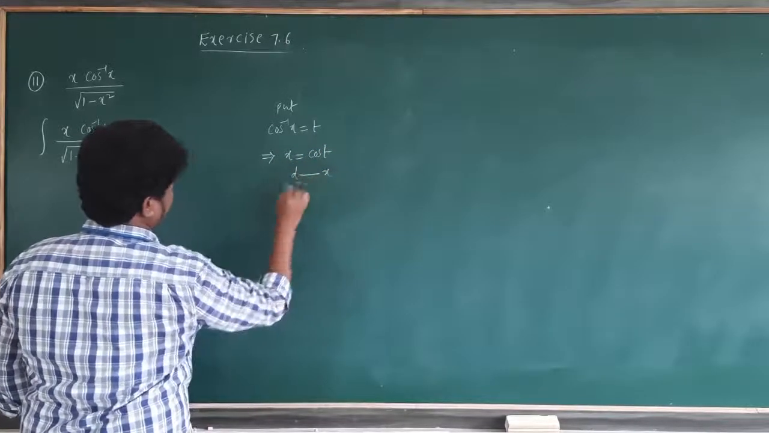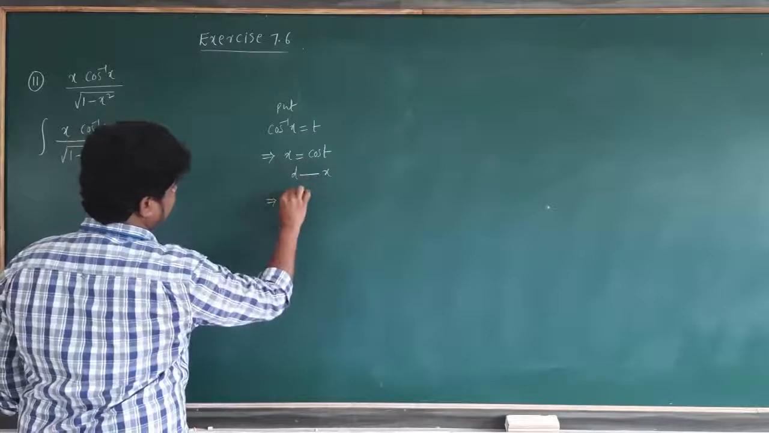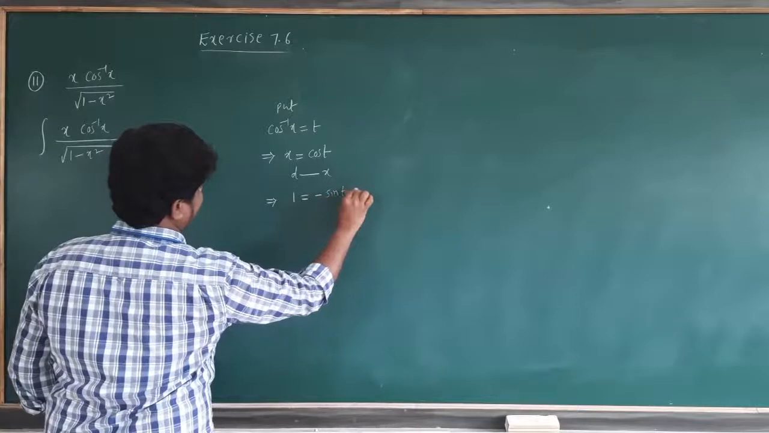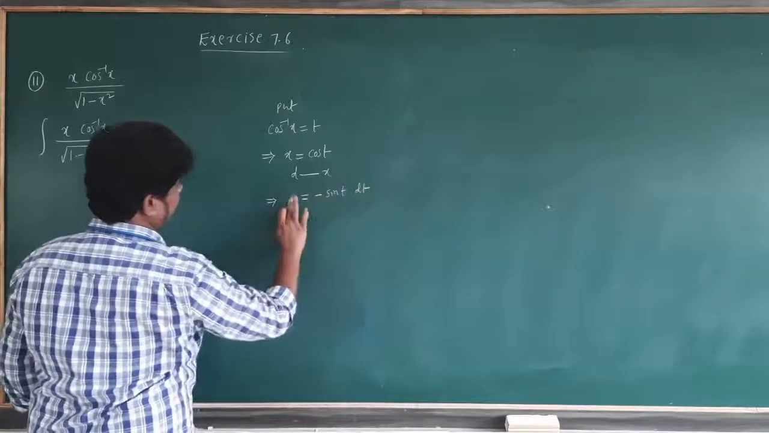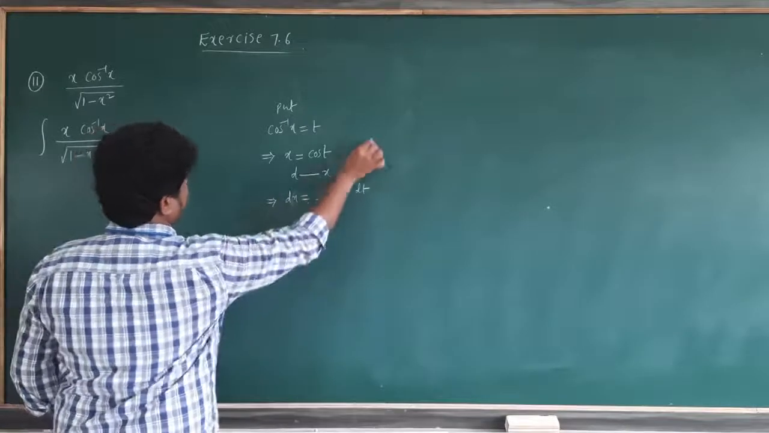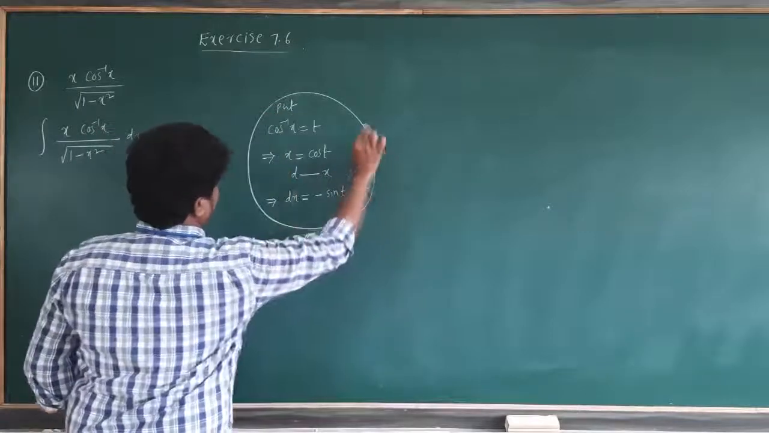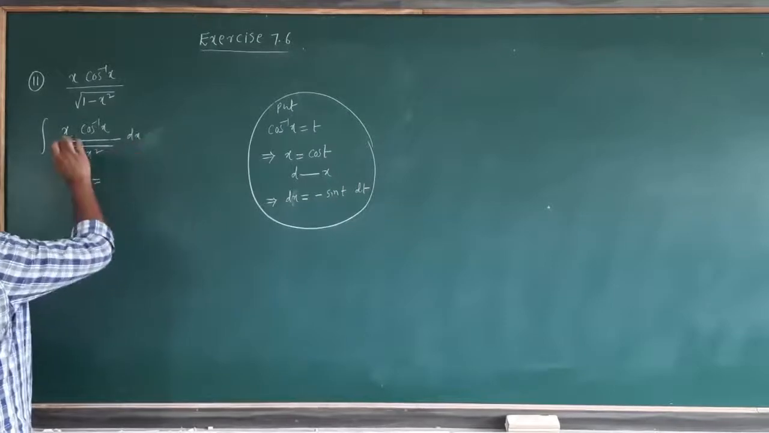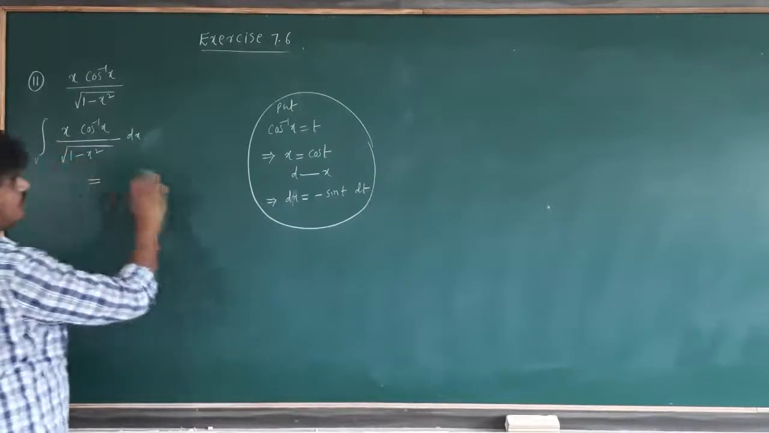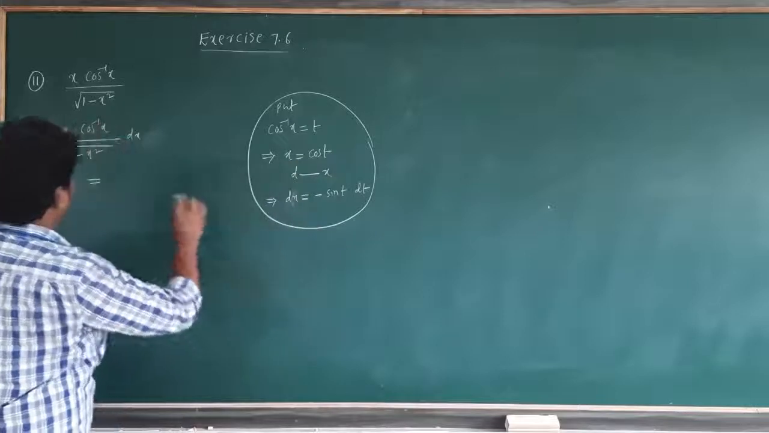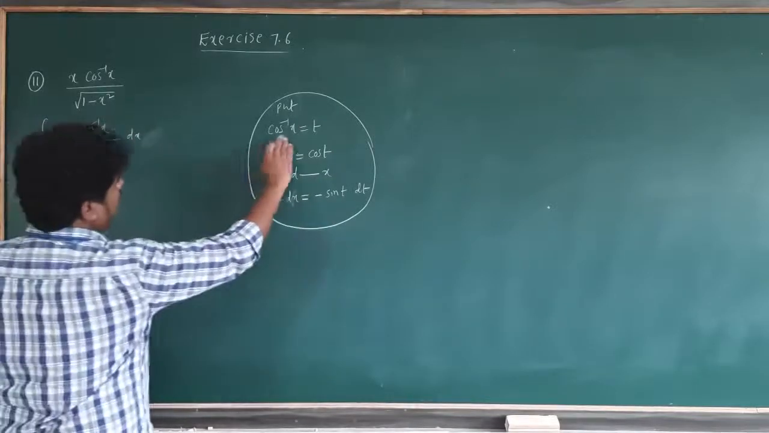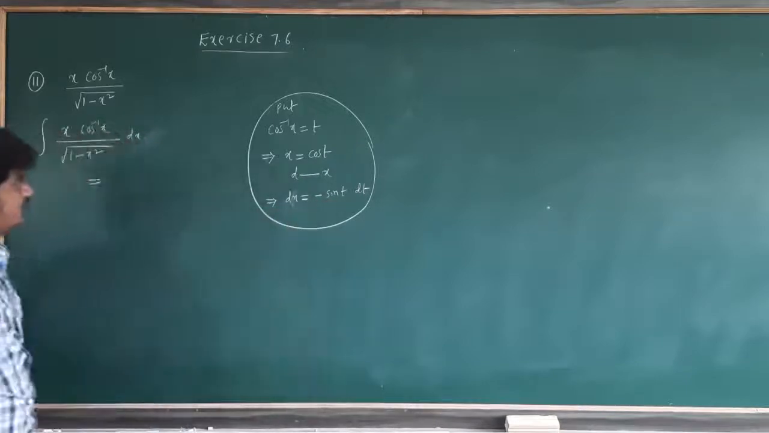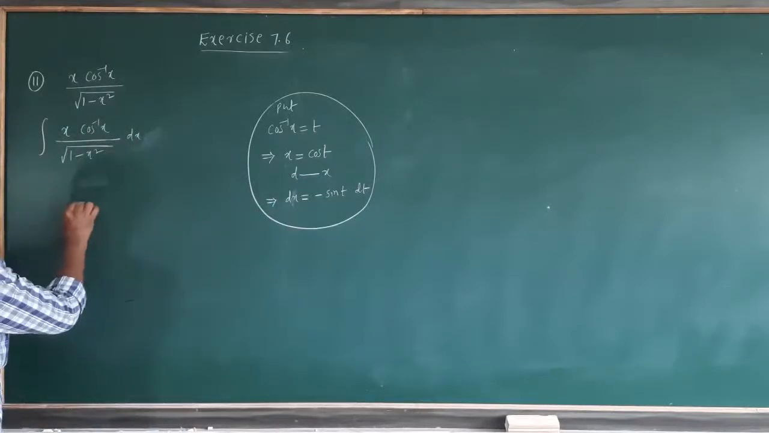Differentiate both sides with respect to x. The derivative of x is 1. The derivative of cos t is minus sin t into dt by dx. See, where the x is, there you have taken cos t. Where the cos inverse x is, there you have taken t. And in the place of dx, you should take minus sin t dt.